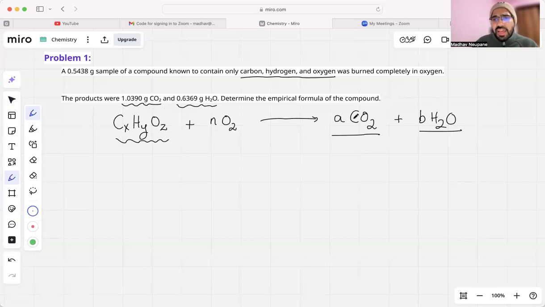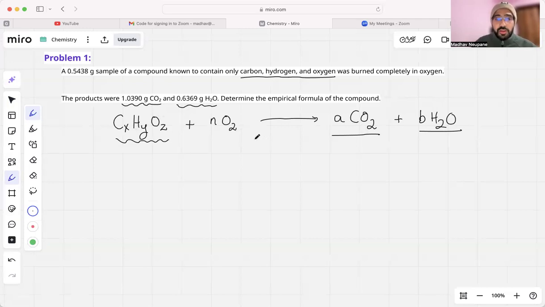After that, I'm going to add the mass of carbon and mass of hydrogen and subtract that from the total mass of the compound. That's going to give me the mass of oxygen. So that way I have mass of carbon, mass of hydrogen, and mass of oxygen in the parent compound. And from there I can do the moles calculation and then find the empirical formula.